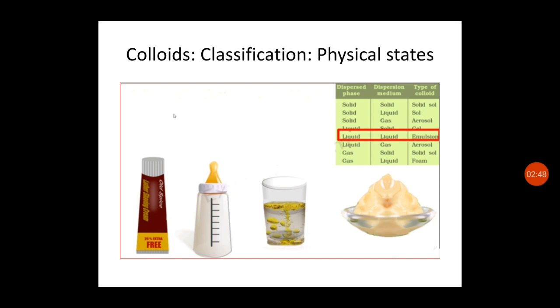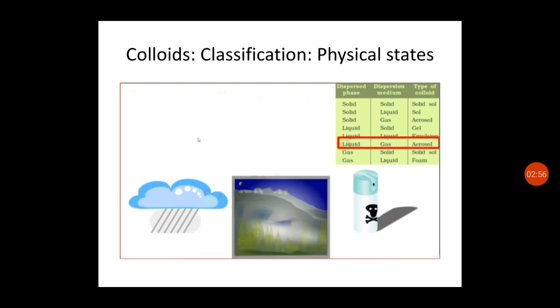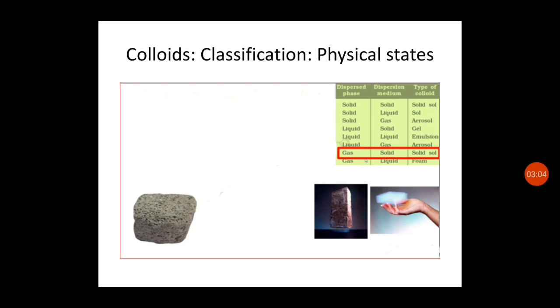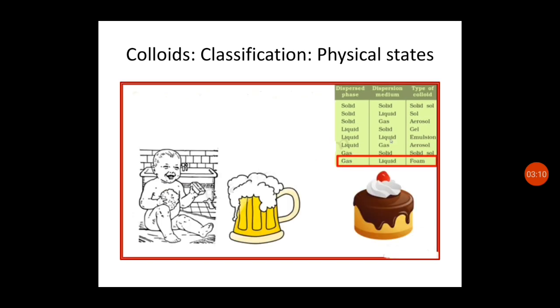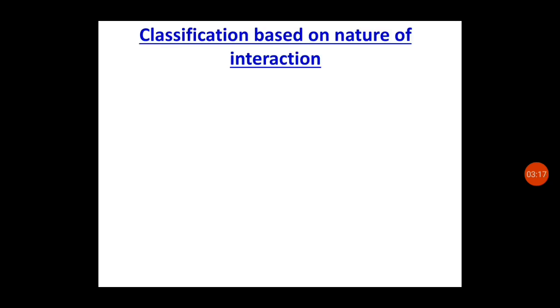Then liquid dispersed in liquid, it is emulsion. Milk is shown here. Then liquid dispersed in gas, it is aerosol. Some sprays are there, aerosol sprays. Then gas in solid, solid sol. Pumice stone is shown here. Sponge is also there. Then gas in liquid, foam, soap foam and whipped cream.